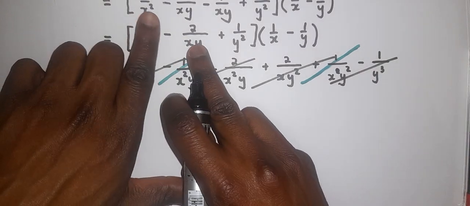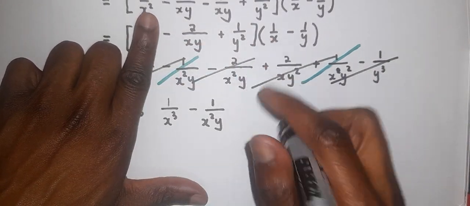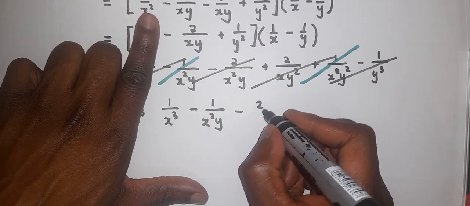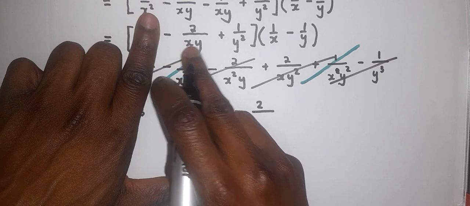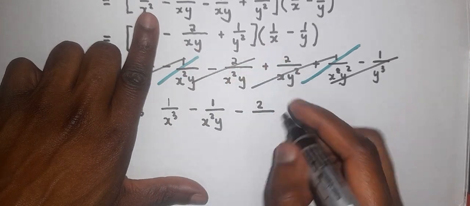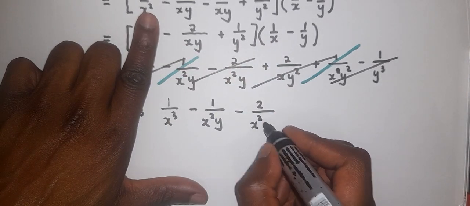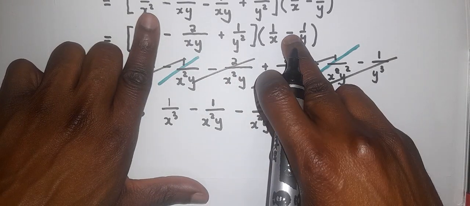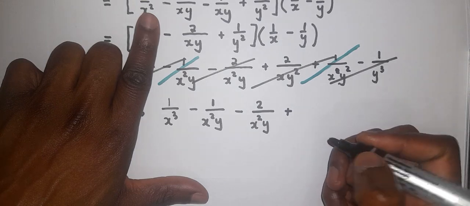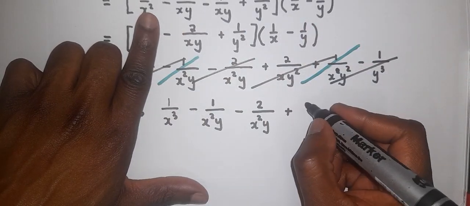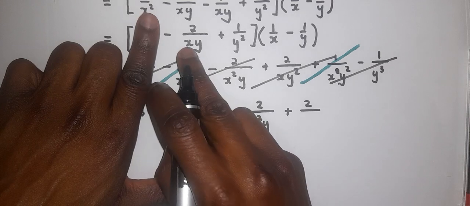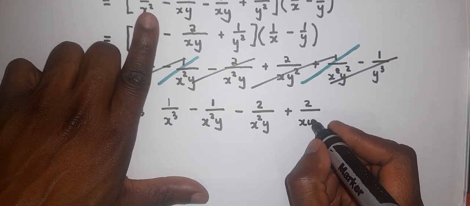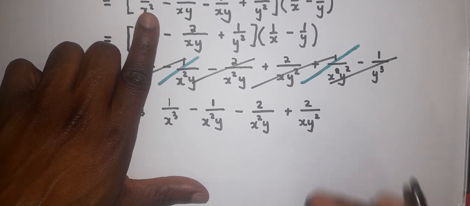Let's go to the second term now. The sign is a negative with a positive, giving us a negative. Then a 2 times a 1 is a 2, divided by x, y times x, I get x squared y. Right. Then a negative with a negative, a positive. Then 2 times the 1 is a 2, divided by x, y times y. This is x, y squared.